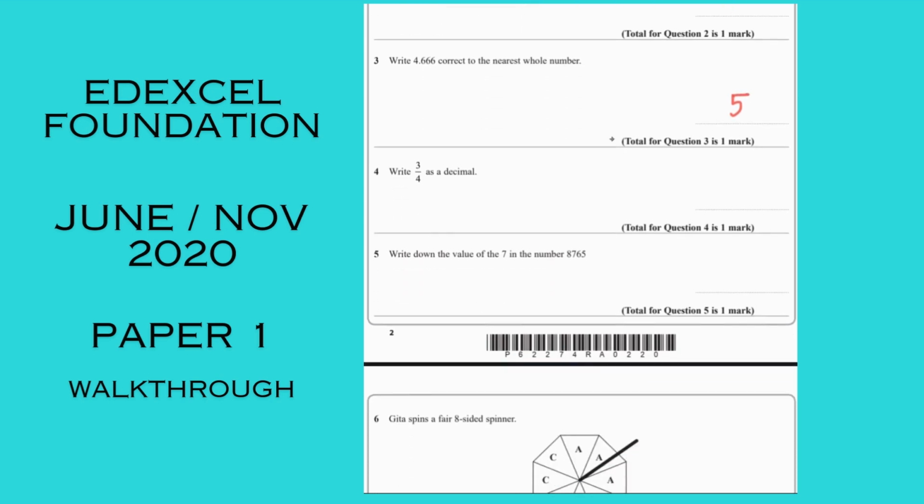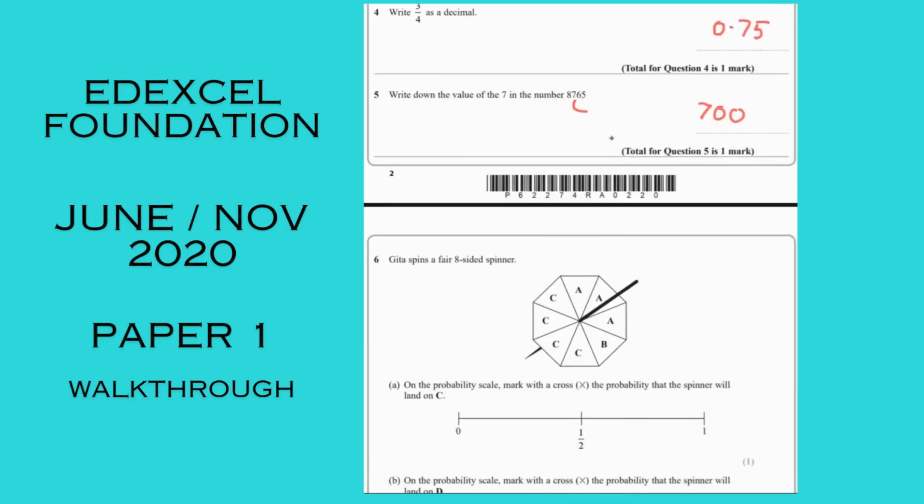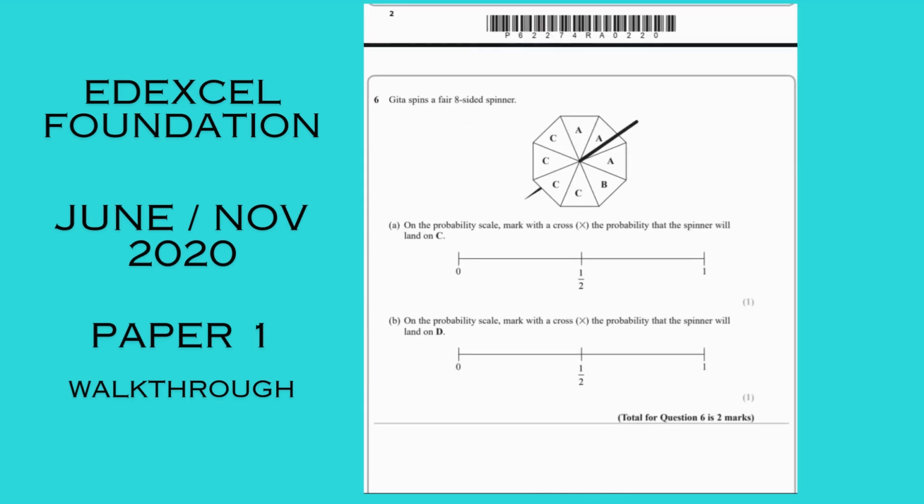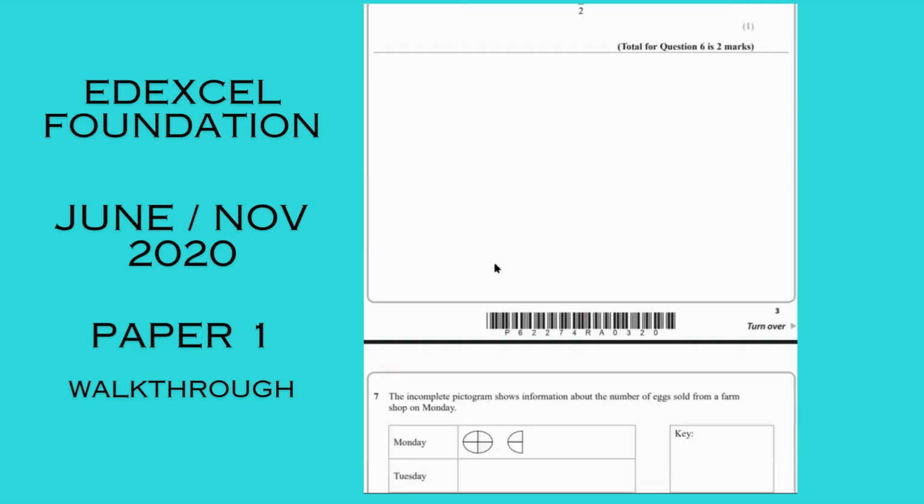3/4 as a decimal. Hopefully you don't have to work it out. It's one of those you really need to get learned. 0.75. The value of the 7 there, you could write it in words, 700s, but numbers is allowed in the mark scheme. Number 6, Geeta, fair four-sided spinner. So, probability of landing on a C, there's 4 out of 8, that's a half. Landing on a D, there aren't any, that's impossible, so that's a 0.